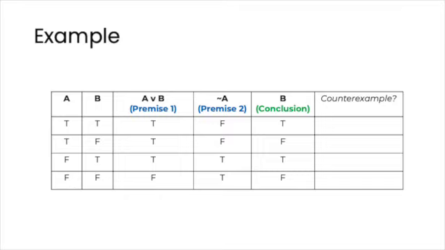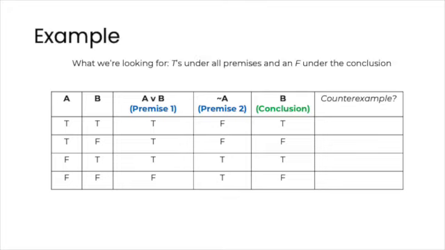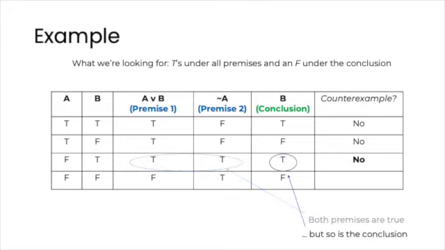Okay, so let's search for counterexamples. Remember that we are trying to find a row that has these two elements, T's under both premise 1 and premise 2, and F under the conclusion. So the first phase of our search is to look for a row where both premises are true. This doesn't happen in our first two rows, since premise 2 is false in both of them, so neither of them is a counterexample. Row 3 is more promising, since both premises are true there. However, the conclusion is true as well.